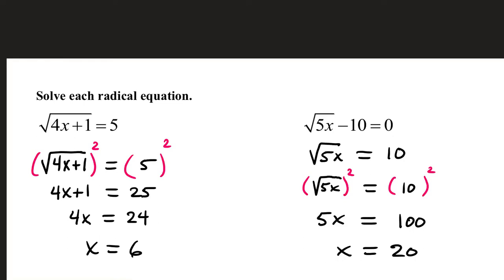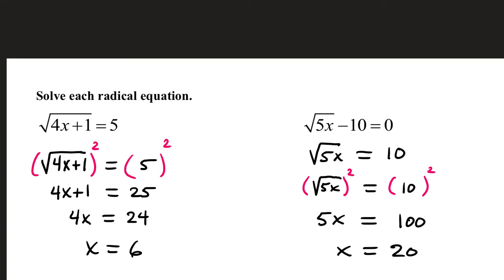Solve each radical equation. In our example to the left, we have the square root of 4x plus 1 is equal to 5. When solving these radical equations, it's a good idea to have your radical term on one side of the equation and all other terms on the other. To eliminate a square root radical, you square both sides of your equation. The square root of 4x plus 1, when squared, you remove the radical, and that leaves 4x plus 1. Two fives have a product of 25.